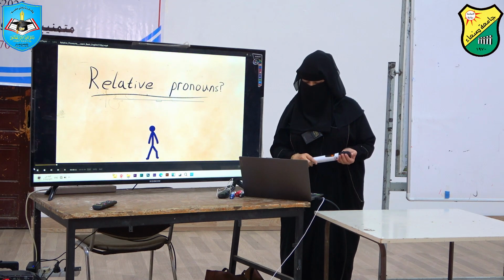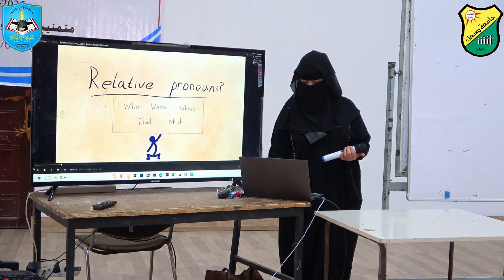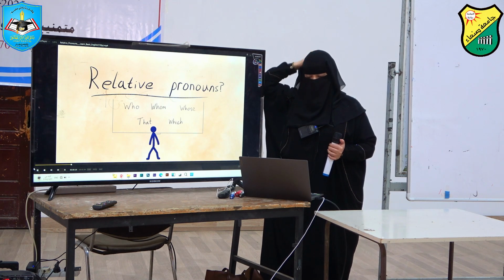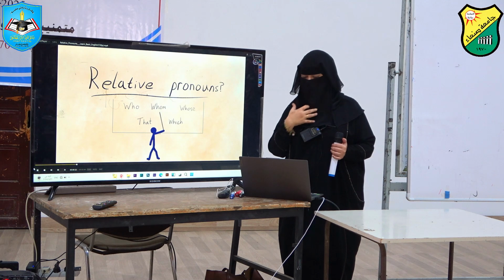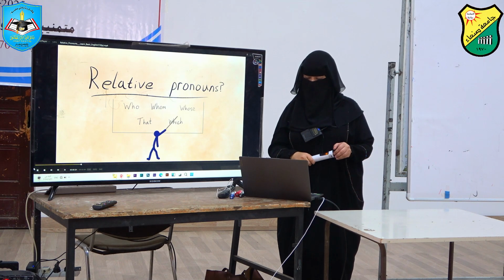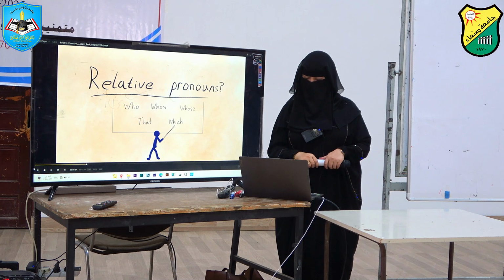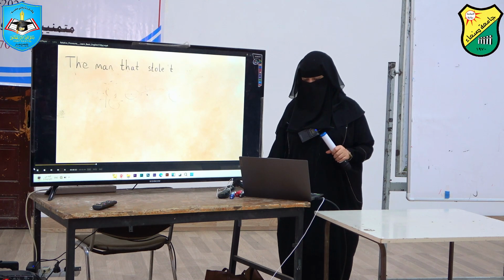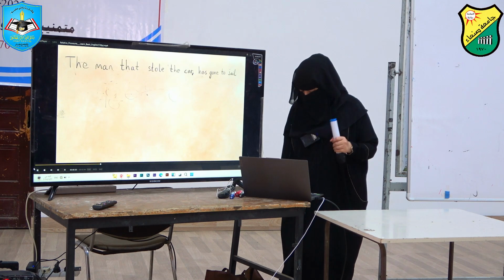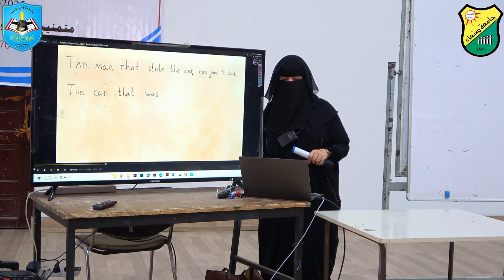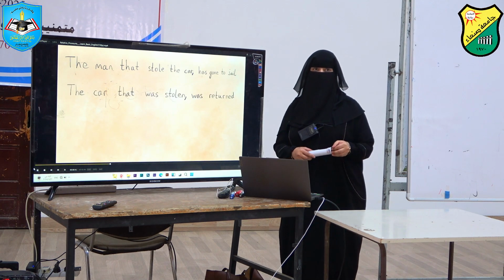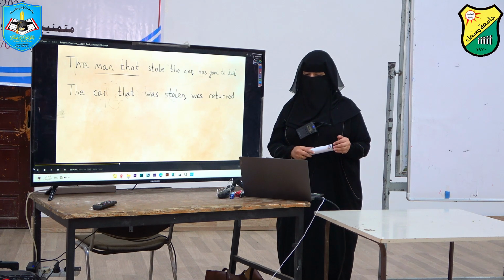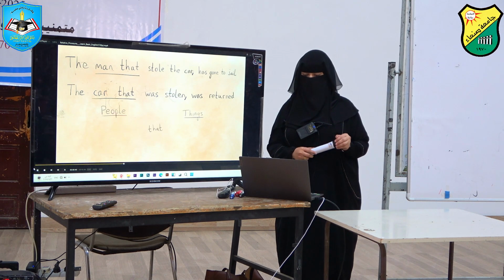Is a relative pronoun. These are relative pronouns. A relative pronoun is a word used to refer to nouns. Who, whom, and whose refer to people, that and which refer to things. Let's see. We can say, the man that stole the car has gone to jail. And we can also say, the car that was stolen was returned. As you can see, we can use the pronoun that for both people and things. It's the easiest one to use.